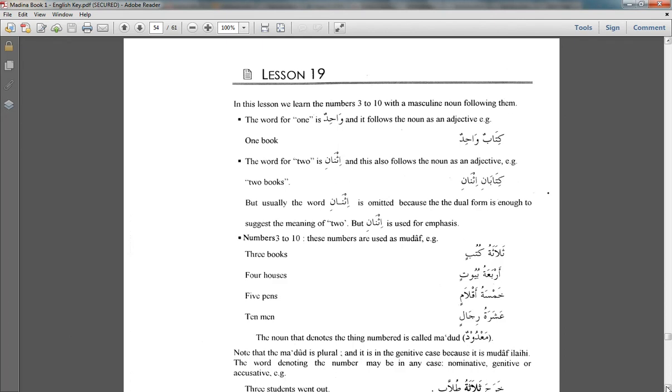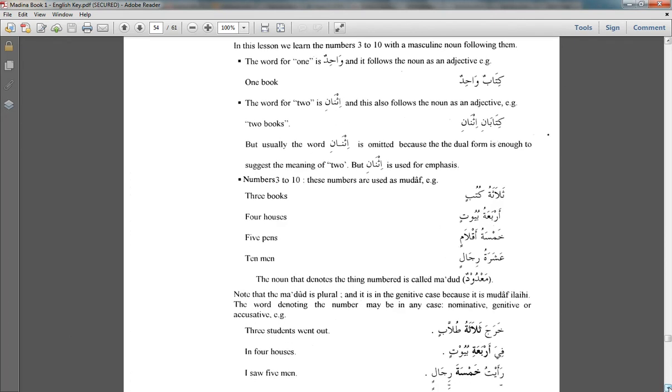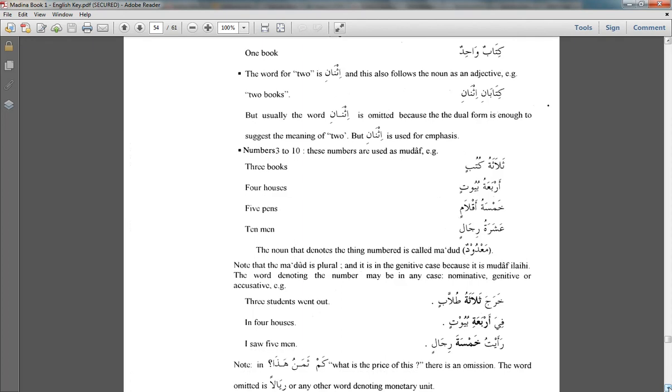And basically that depends on what kind of situation the thing is in. For example, here: خرج ثلاثة طلاب. ثلاثة has a dhamma here because it is the fa'il of خرج. The three students left. في أربعة بيوت: أربعة has a kasra here because it is after the harf jar fi, and بيوت has a kasra, and طلاب has a kasra because it's مضاف إليه.